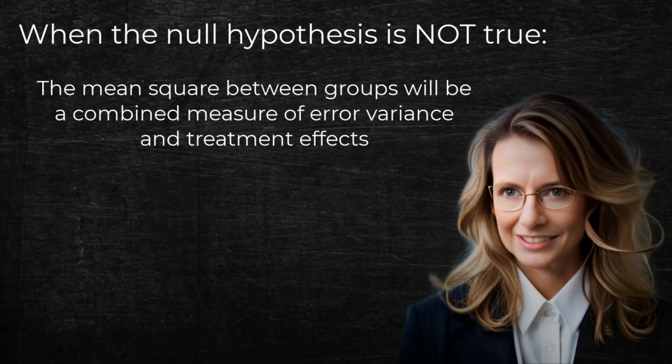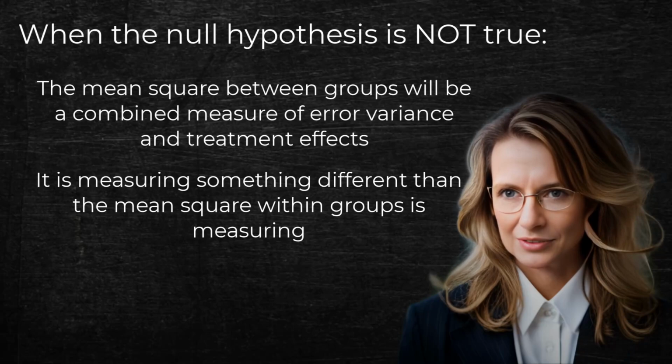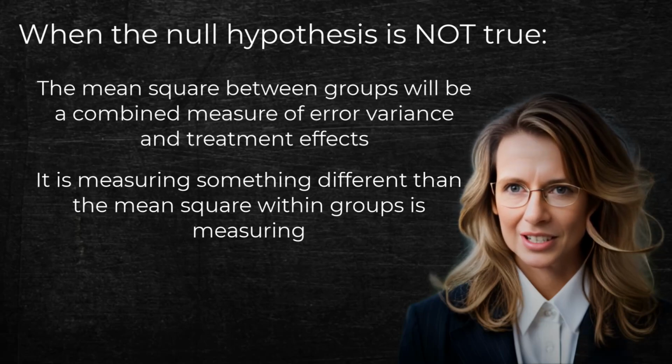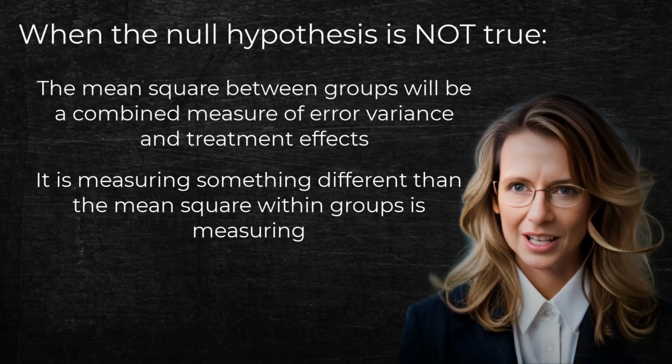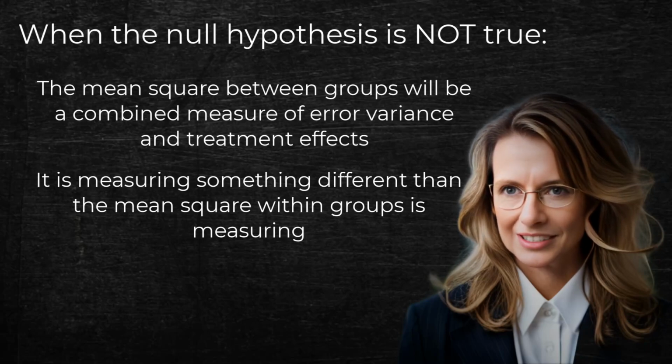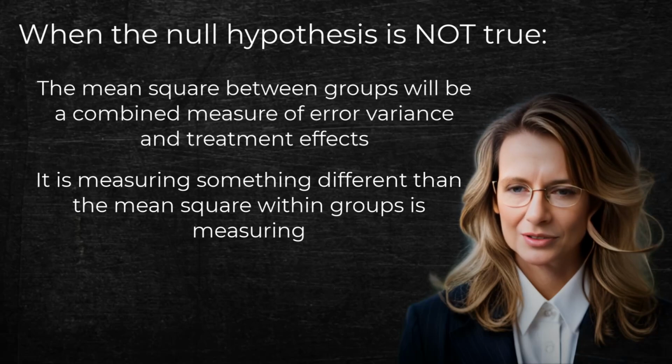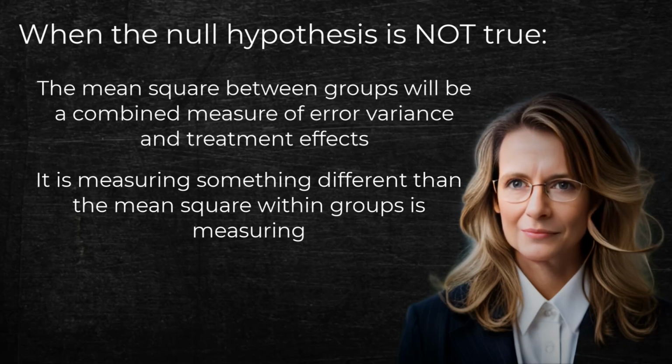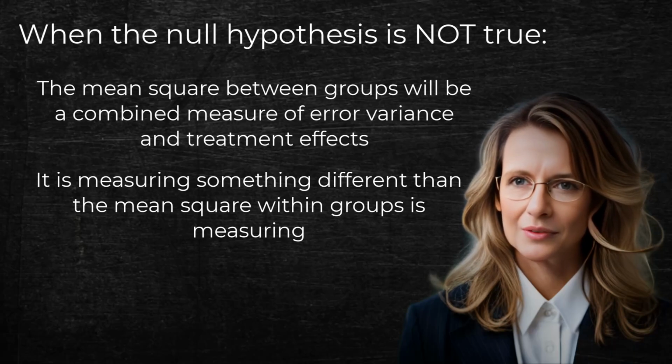In this case, it is measuring something different than the mean square within groups is measuring. A little later in this video, we will discuss how we can utilize this difference between the mean square within groups and the mean square between groups to draw conclusions about whether any observed differences in the sample means were caused by either experimental treatment or random error.